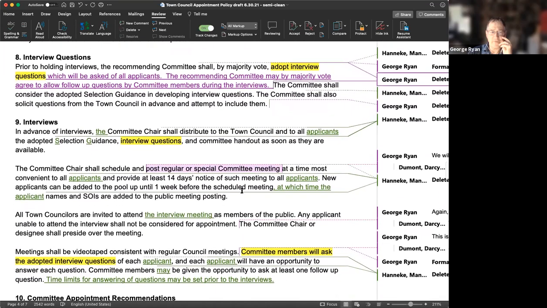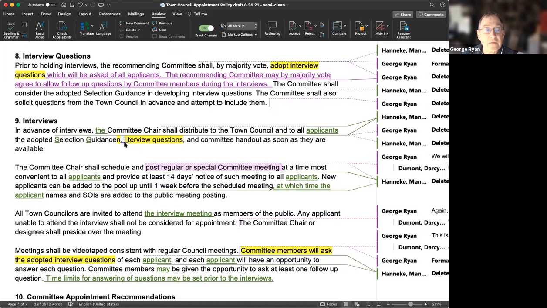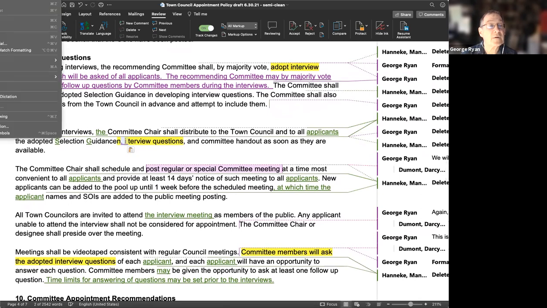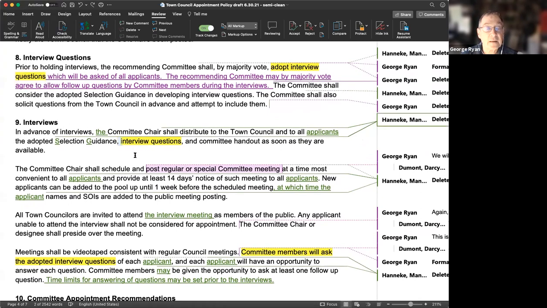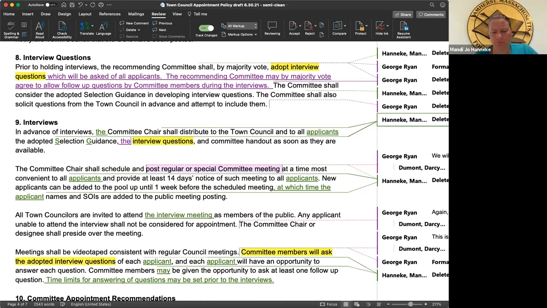All right, nine. In advance of interviews, the committee shall distribute to the town council and to all applicants the adopted selection guidance, the interview questions. I would put the interview questions. It could be the adopted interview questions. I'll just say the interview questions. Fine. And committee handout as soon as they are available. Now, can we get rid of the as soon as they are available?